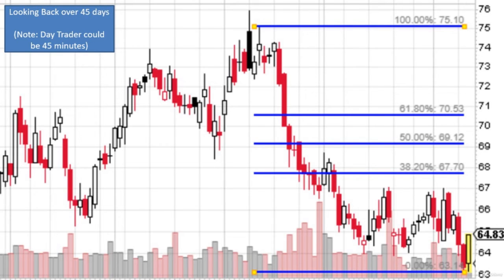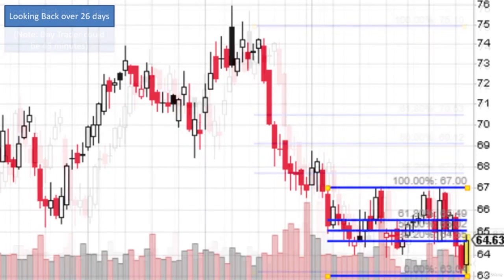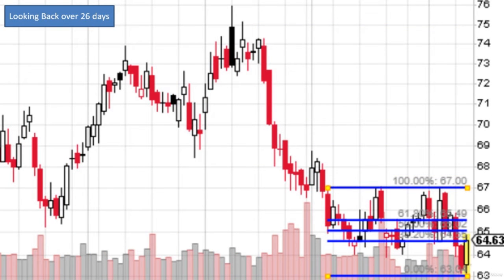But let's say I changed that and I said, I don't want to look all the way back 45 days. That seems like ancient history now. We're definitely in this more narrow trading range. Let's look back less time. So now I'm going back to more of that trading range, a narrower range, looking back over 26 days. Because this is really more the range I'm in right now. It had that high, which is good, $75 might give me an idea of potential.